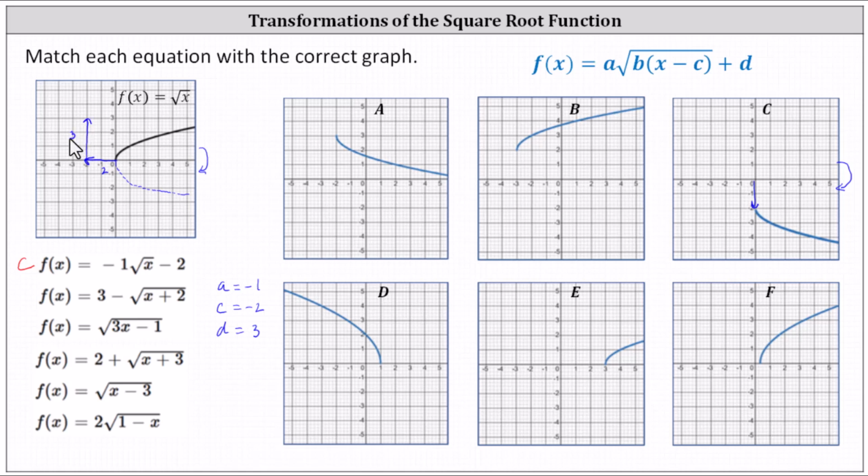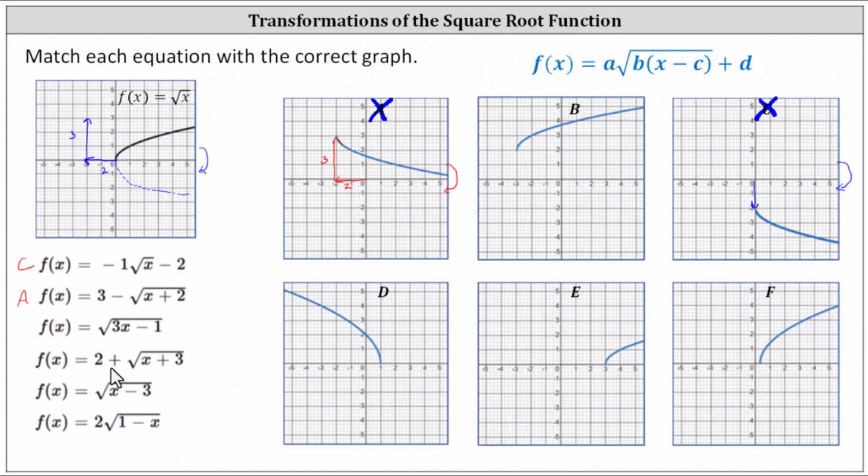Analyzing the remaining graphs, notice the correct graph is A. This graph is the graph of the basic square root function reflected vertically and then shifted left 2 units and up 3 units. Let's go ahead and cross off graph A and graph C. And let's skip the third function for now and jump down to the fourth function.